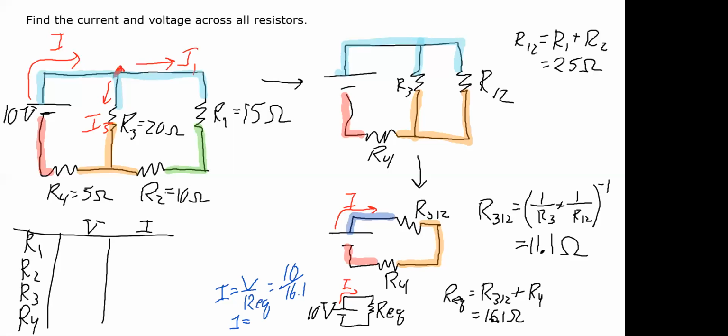All right, so I get 0.62. I'll keep one more sig fig: 0.621 amps. Okay, so that is how much current is coming from the battery.